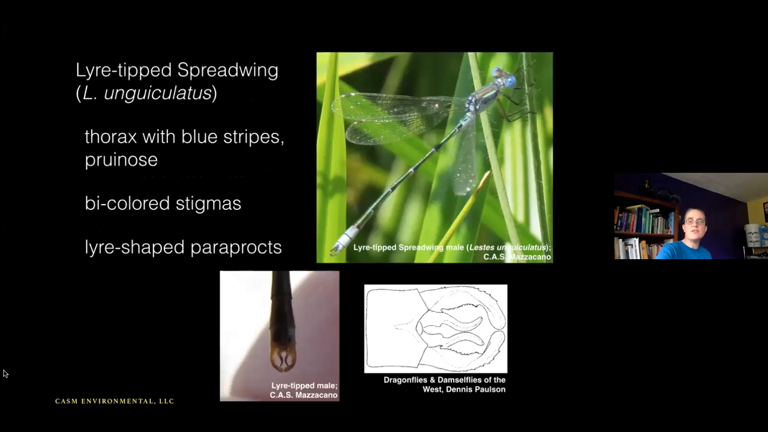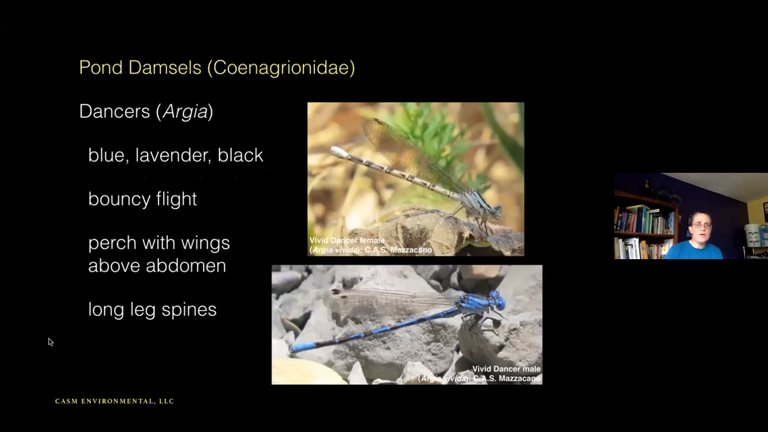And then the last ones that you're really going to see a lot of are in the pond damsel group, the family of Synagrionidae. So the dancers, which are in the genus Argia. They're called dancers because they have a kind of bouncy flight. They also have what look like really hairy legs.